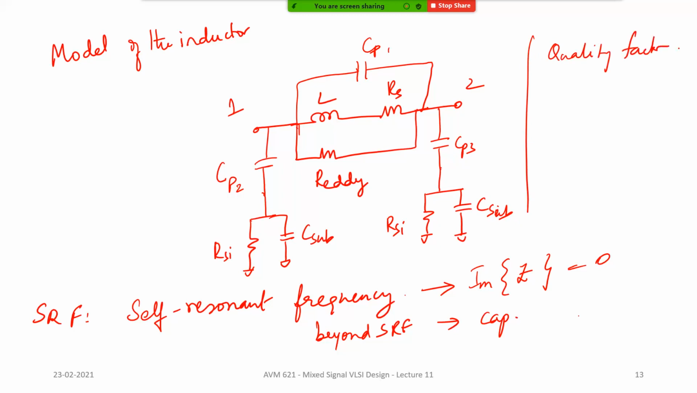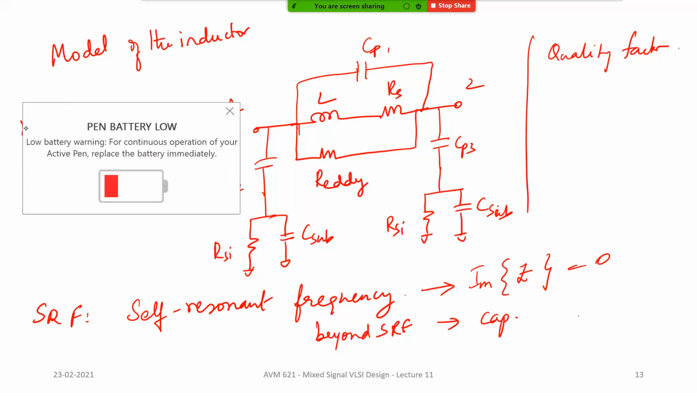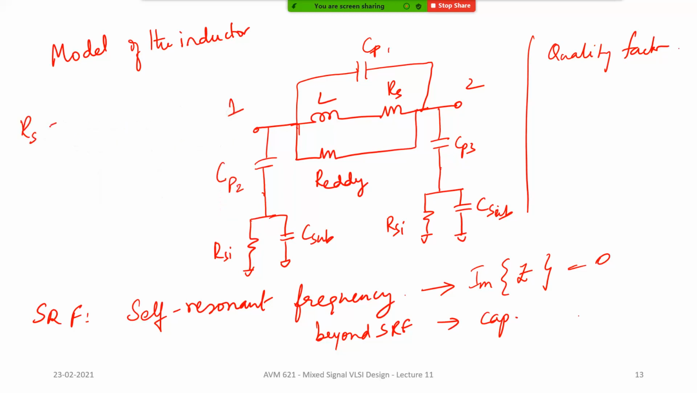Now this series resistance RS also has two components. One is the ohmic component, which basically has a certain resistivity and you get some resistance. It also has a component which is frequency dependent, and that comes because of skin effect. I'm sure all of you have studied skin effect. What is skin effect?